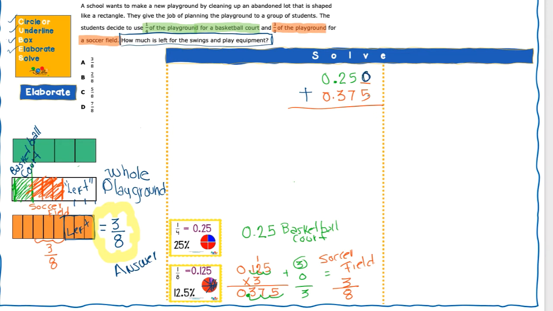Please add with me. 5 plus 0, 5. 5 plus 7, 12. 2 and we carry 1. 1 plus 2, 3 plus 3, 6. Bring down the decimal point because we do that when adding and subtracting only. And then this is a 0. So this is the space of the section they used for the basketball court that we have in green and the soccer field that we have in orange. So this is together the soccer field plus the basketball court.